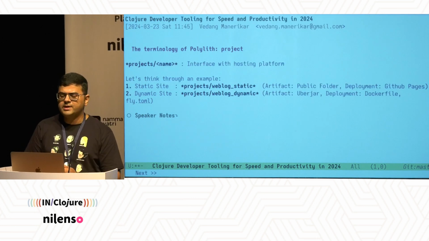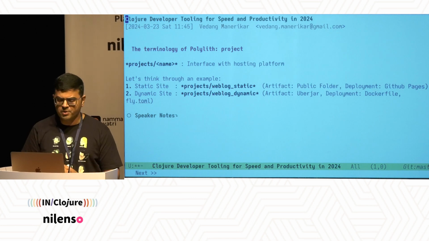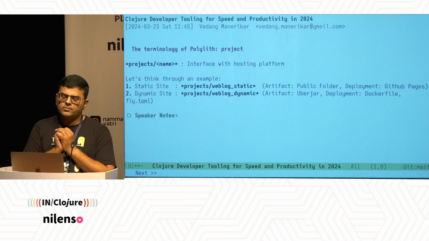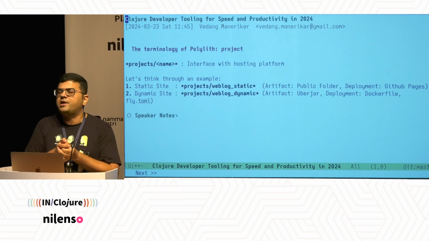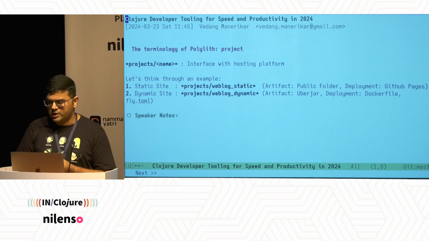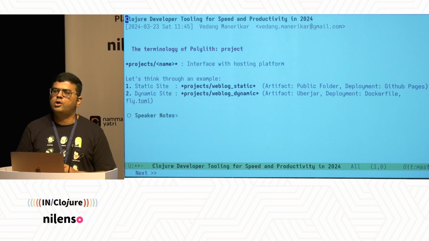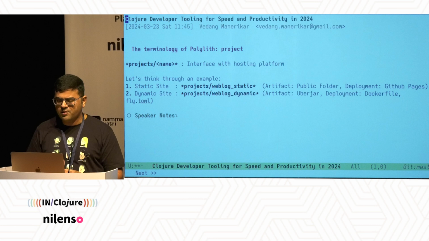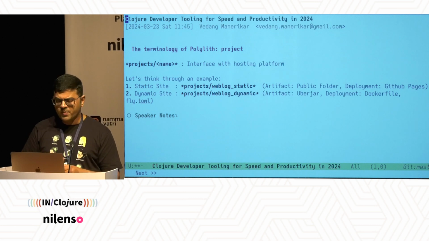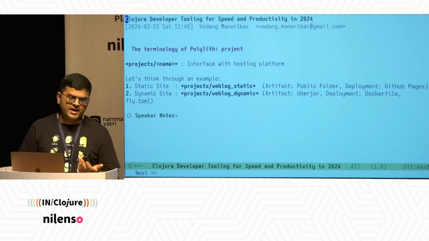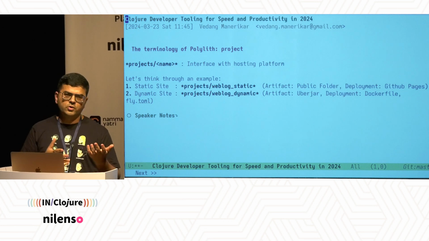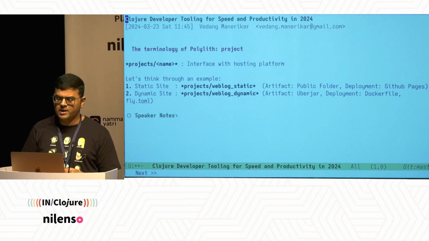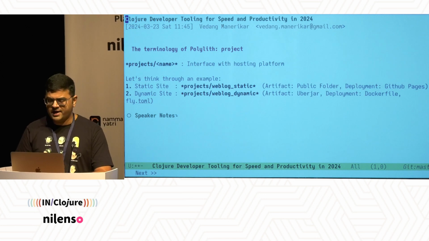So the project is basically the interface with the hosting platform that Polylith provides, right? Think about any of the configuration that you have to write for the artifacts that you're creating, your fly.toml configuration or your Dockerfile or things like that. All of that sits in this projects folder. If we take an example, let's say that I want to rewrite the code for my own blog, and I currently have a static blog. I want that, but I also want a dynamic blog because I want to do some sort of user logging stuff on it, right? So I'll have two projects, the static and the dynamic one.